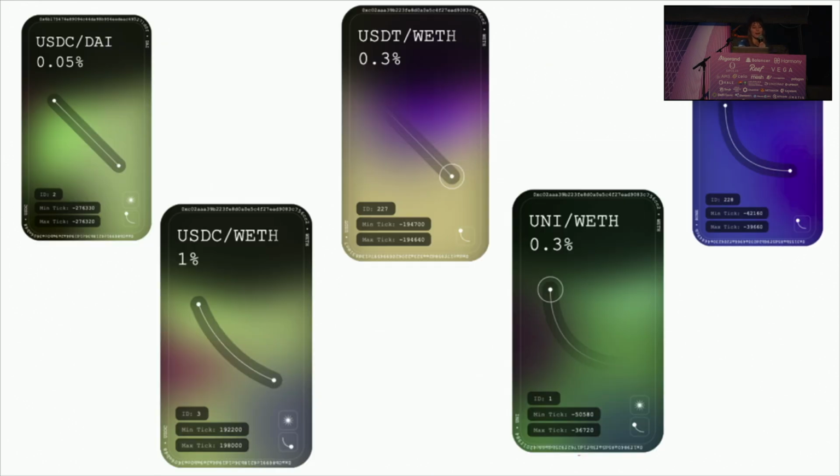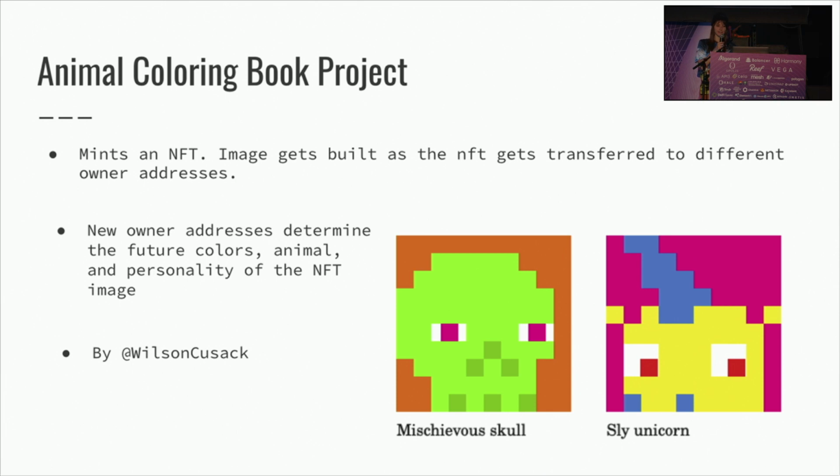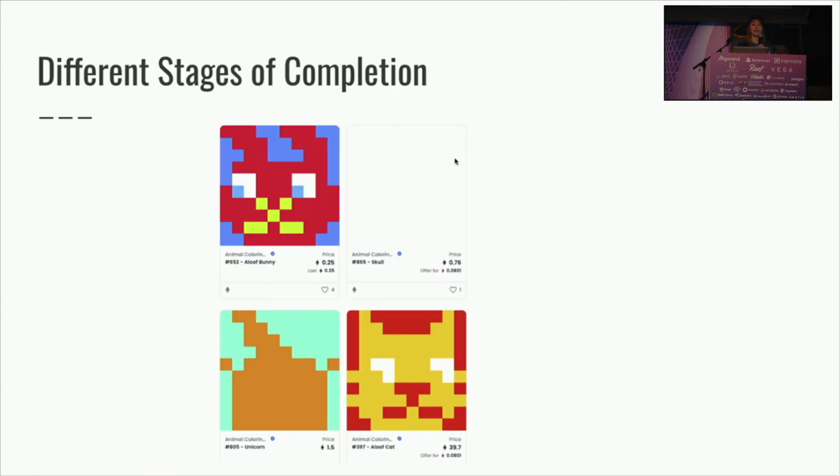And then another project I want to talk about was Animal Coloring Book. Wilson works on a lot of NFT projects where the image will change depending on how you're interacting with it on chain. So in this project, an image gets built as the NFT gets transferred to different owner addresses. And the new owner addresses determine the future colors and the personality of these images. So when you first mint, it's a blank slate, but then as you transfer it around to different addresses, the first 4 transfer addresses, the new owners, get saved in storage, and later when we go to extract the image, it looks at those addresses and, similar to what we did, uses the hex strings to determine colors.